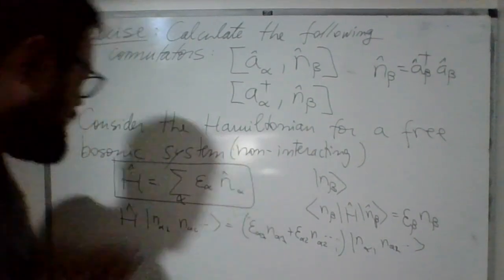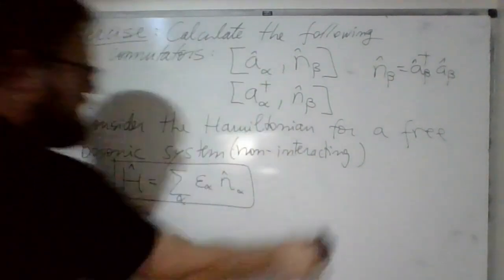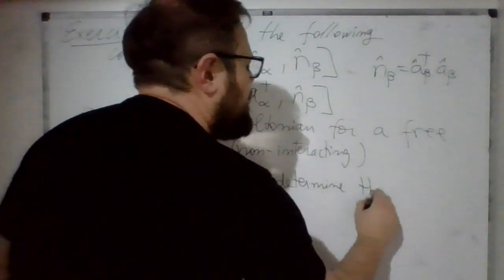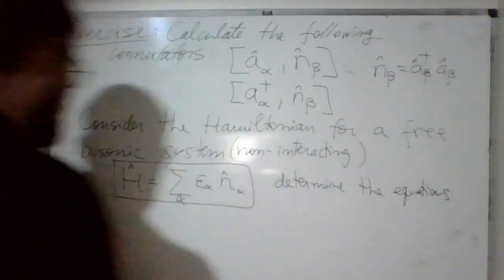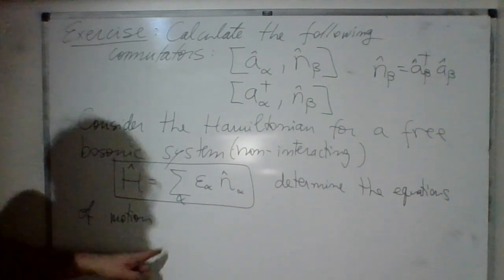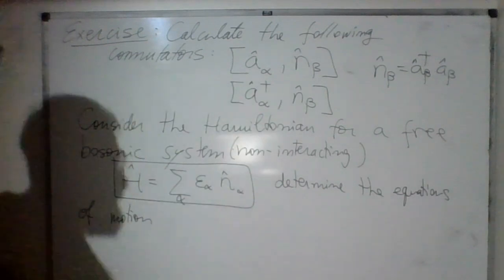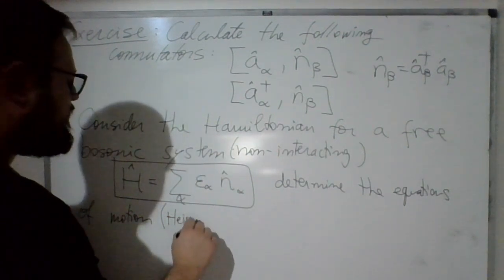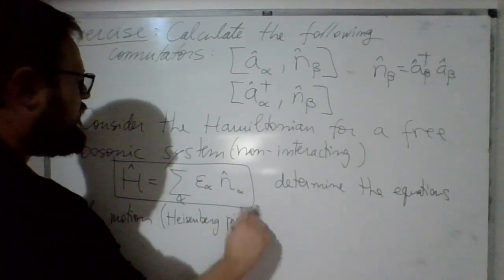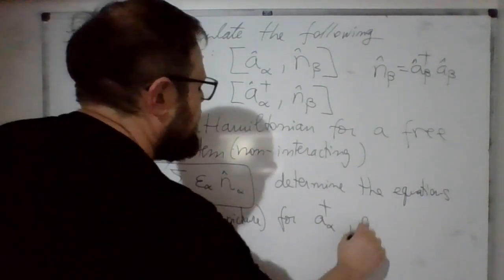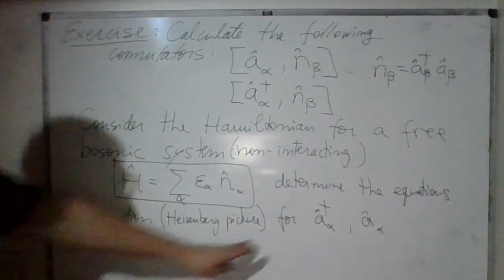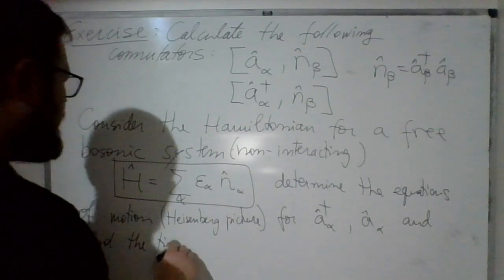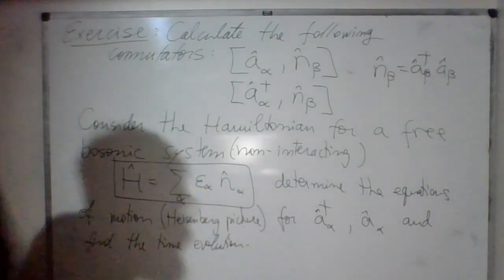Well, I'm just introducing this Hamiltonian, but what I want you to do is, consider this Hamiltonian and determine the equations of motion. Of course, the A dagger and A are operators, so you need to use a Heisenberg picture here: the equations of motion in the Heisenberg picture for A dagger of alpha and A of alpha, and solve them. Find the time evolution, or solve these equations.